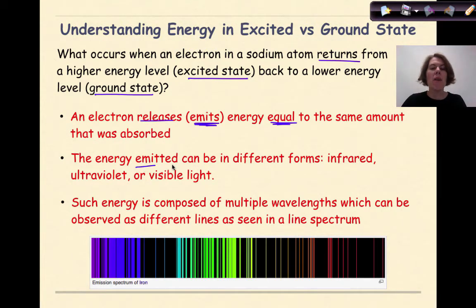The energy emitted can be in different forms. It can be in infrared, ultraviolet, or visible light. Such energy is composed of multiple wavelengths that can be observed as different lines as seen in a line spectrum. Remember, each element has its own distinct line spectrum, almost like a fingerprint that identifies that particular element.